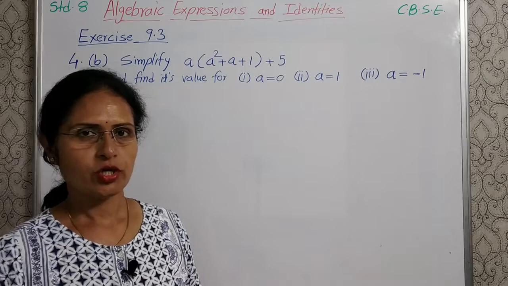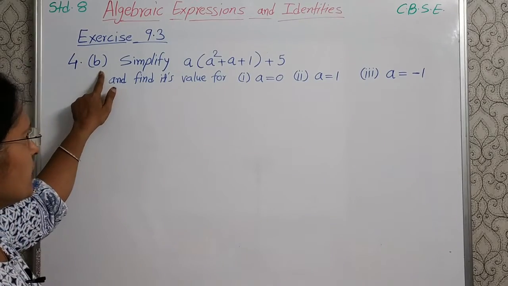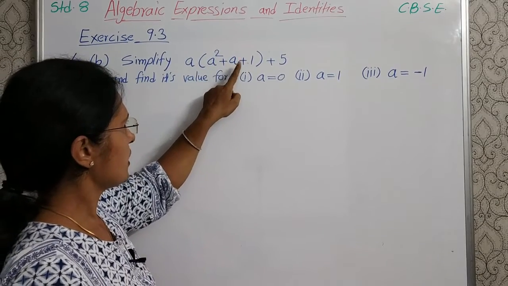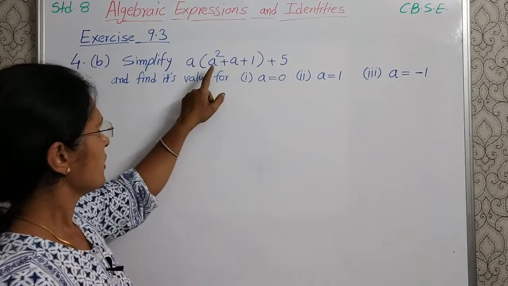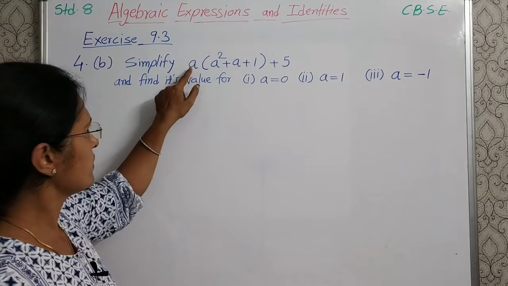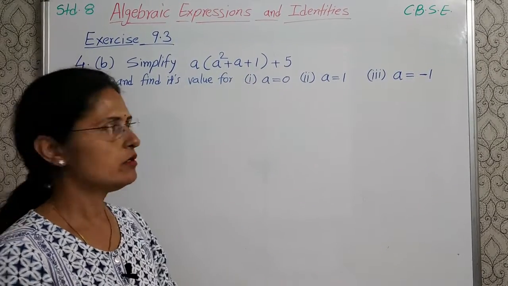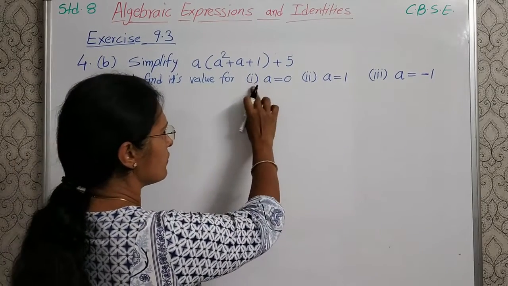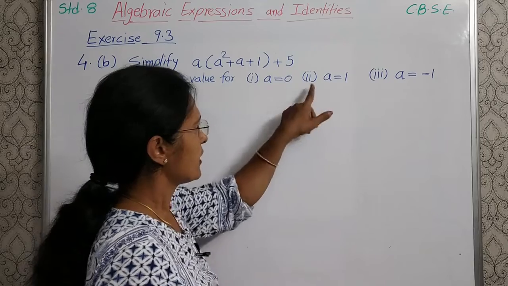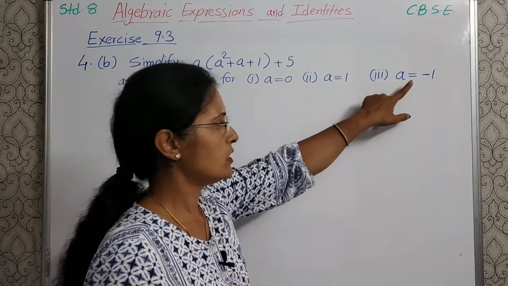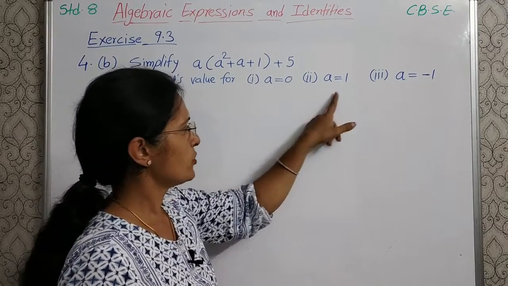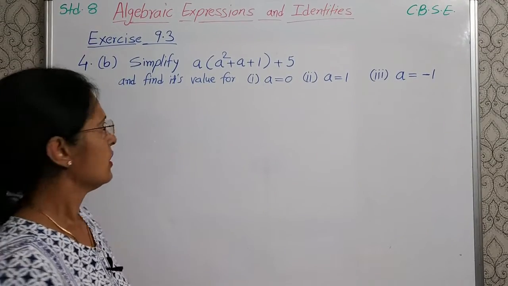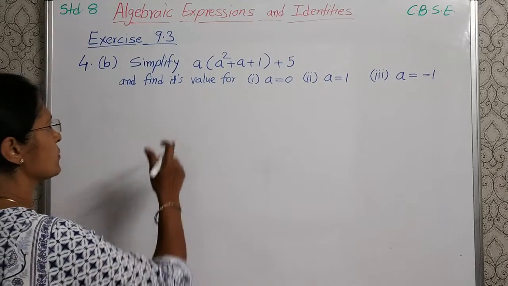Next, let us solve question 4b. Simplify a in bracket a square plus a plus 1 plus 5. It means multiply this trinomial with this monomial and then add 5. And then find its value for first a is equal to 0, second a is equal to 1 and third a is equal to minus 1. It means substituting these 3 different values, find 3 different answers, 3 different values.